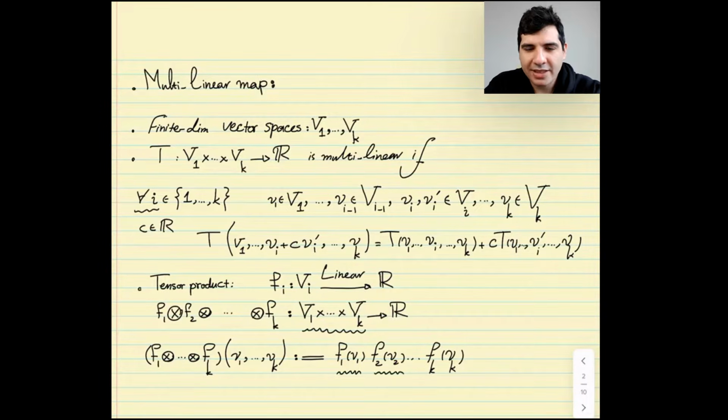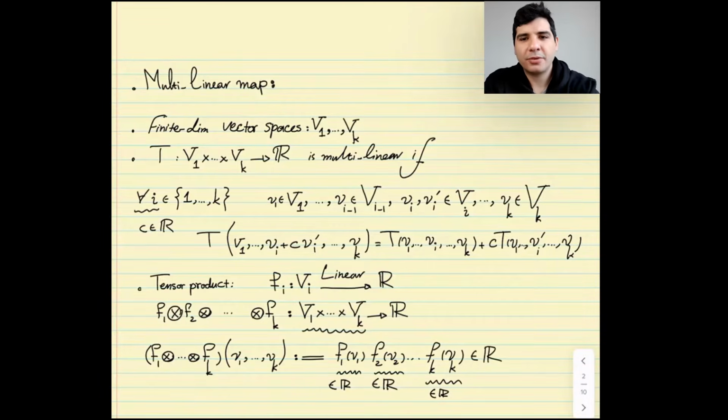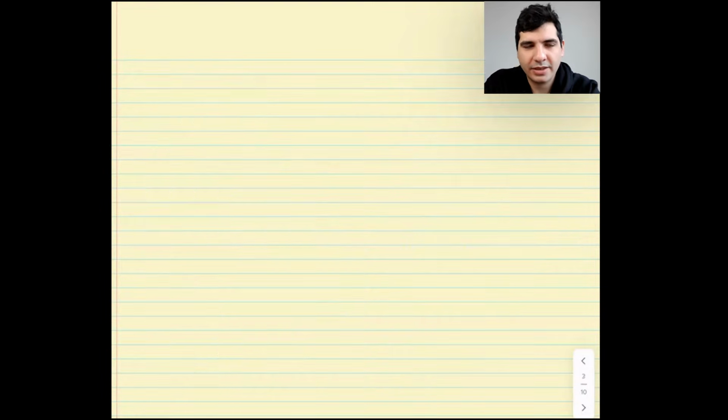Now, the point is that each Fi of vi is a real number. F1 of v1 is a real number, F2 of v2 is a real number, and the same goes up to Fk of vk. So we simply consider the product of these real numbers, and we get another real number. That completely defines what F1 tensor up to Fk is. And it's a good exercise to check that this is indeed a multilinear map when each Fi is linear.